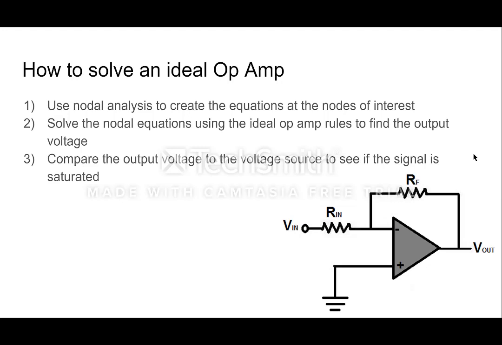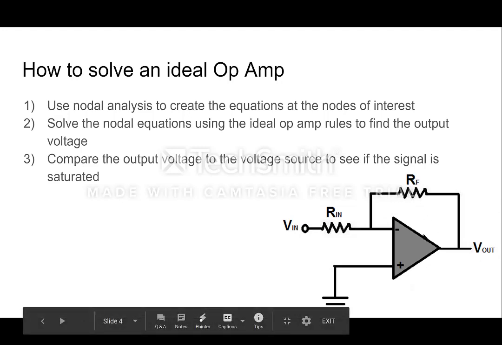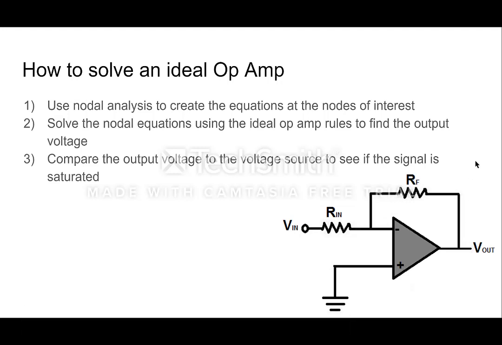for the equation. And lastly, you're going to compare the output voltage to the voltage source, which is often given to you in the problem, to see if the signal is saturated. As the voltage source supplies the voltage that creates the output voltage, the signal can easily become saturated if the V out is greater than the voltage source. So if V out is greater than Vs, then what you have to do is set V out equal to Vs.